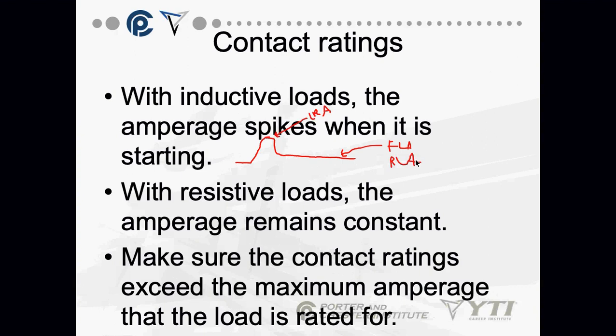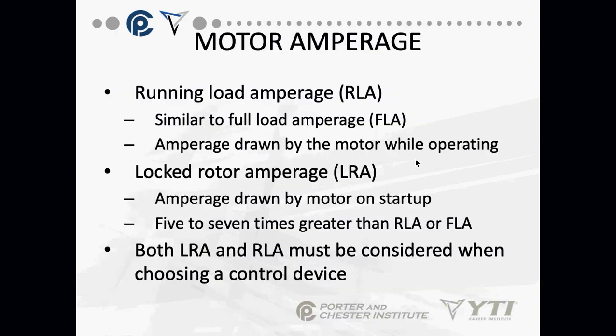With resistive loads, the amperage remains constant. Make sure the contact ratings exceed the maximum amperage that the load is rated for. The contact has to be able to handle that power. Run load amps I just went over. Locked rotor amps I just went over. I use the magic number 6 because it's in the middle of the book number, 5 to 7. Six works pretty well for just about everything I've seen. LRA and RLA must be considered when choosing a control device. Gotta consider it.